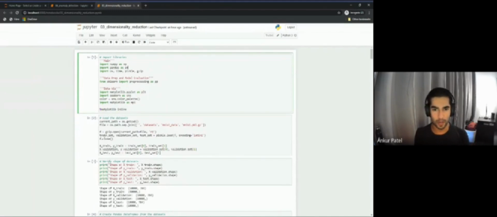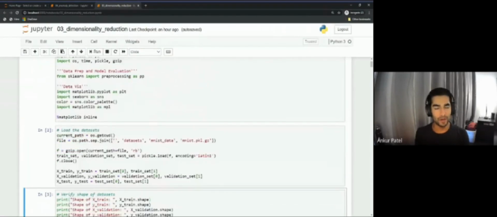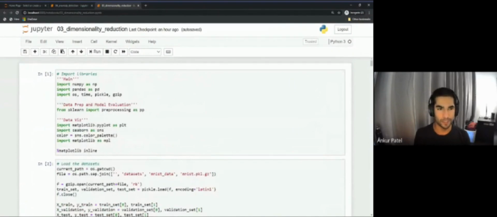All right, so very quickly here, we import libraries. This is the first snippet. The second one, we're loading in the data sets. And then the third one, you can see the shape of the data sets. So we have a training, validation, and test data set. The data set is 50,000 large for the training and another 10,000 for validation. Okay. All right, so very quickly, let's walk through the different snippets.